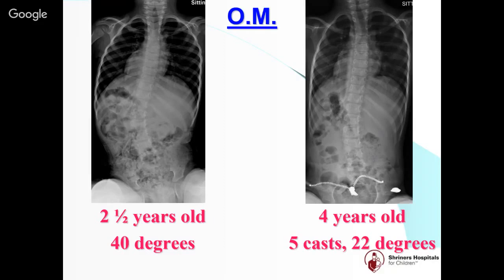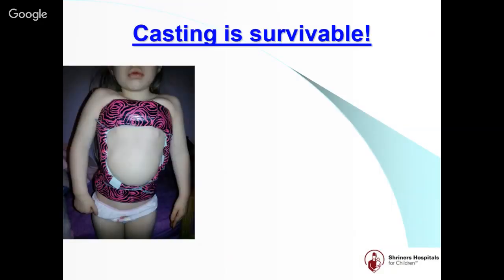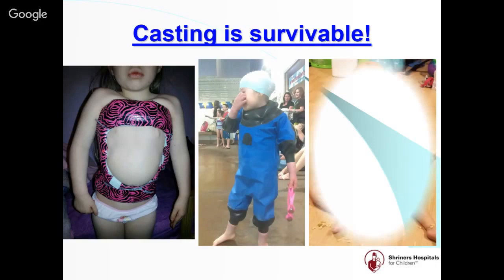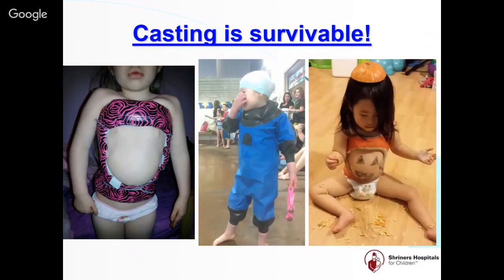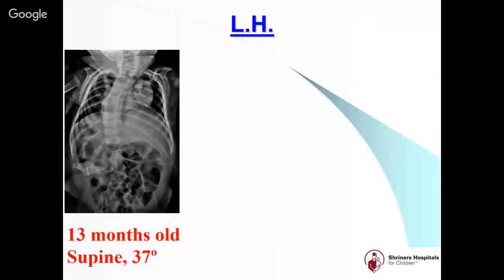So I have a 2.5-year-old boy with a 40-degree curve. Ordinarily, that's a very worrisome thing to find. Whereas when we get to 4 years of age, the curve's only 22 degrees, pretty comfortable with that size curve, if we can maintain it. And I always like to say that casting is survivable. There's plenty of parents who have fun with their cast and they can get through it. But it's certainly a tough time.